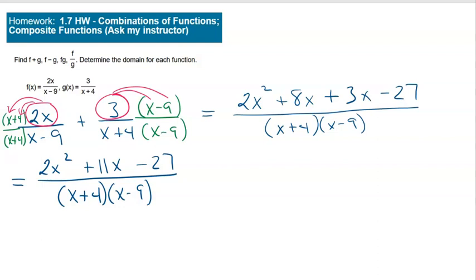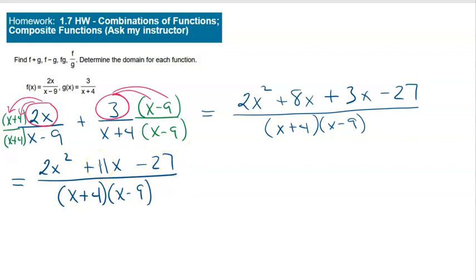Now, with a little bit of looking at this, we realize this doesn't factor. What do I do to figure that out? Well, one way to do it is using what we call the factor by grouping method. If I multiply 2 times negative 27, this leading coefficient times the constant down here, I get negative 54. And there are not two numbers that multiply to be negative 54, in other words, have a product of the a times c value, and also add to be 11.